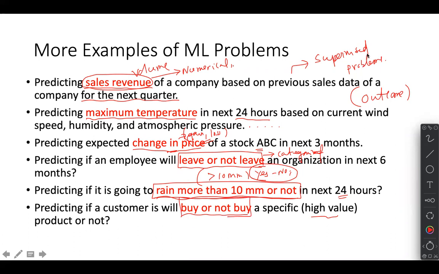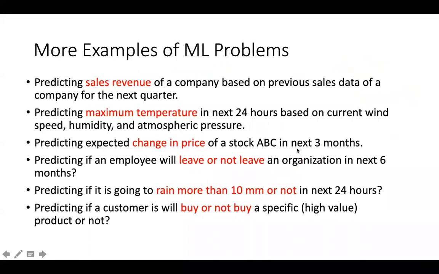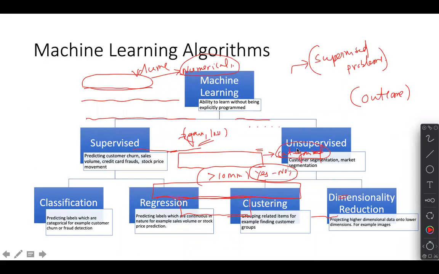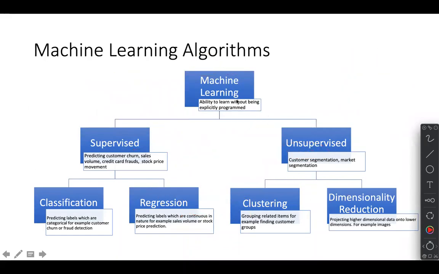So even in supervised learning algorithms, in some problems you're trying to predict an outcome which is continuous or numerical in nature, and in certain problems the outcome is categorical in nature, right? So there are two different supervised learning problems, and I'll come back to the other slide later.